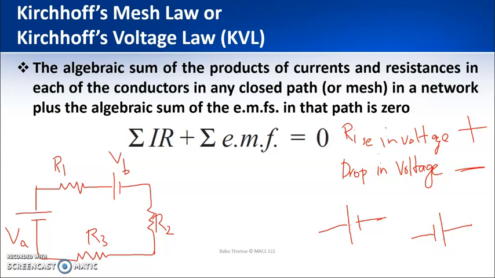So if you are moving from this point A to B, it is from negative to positive. So we imagine it as a rise in voltage, so it will be taken as plus. And the same voltage source I have reversed. If I am moving from A to B, I am moving from the positive terminal to the negative terminal. So it is a drop in voltage, so I will mention it as negative. So that is the case of battery sources or voltage sources. Now in the case of resistance, I am having a resistance here.